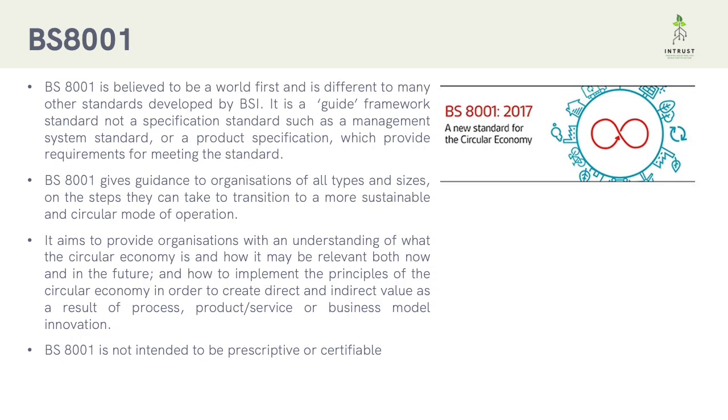The first one is BS 8001, developed by BSI. It gives guidance to organizations of all types and size on the steps they can take to transition to a more sustainable and circular mode of operation. It aims to provide organizations with an understanding of what the circular economy is and how it may be relevant both now and in the future, and how to implement the principles of the circular economy in order to create direct and indirect value as a result of process, product, service, or business model innovation.